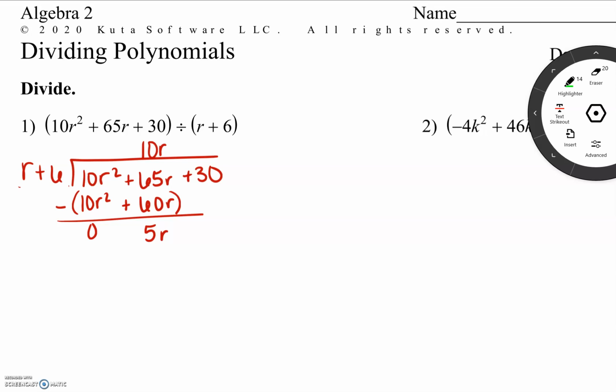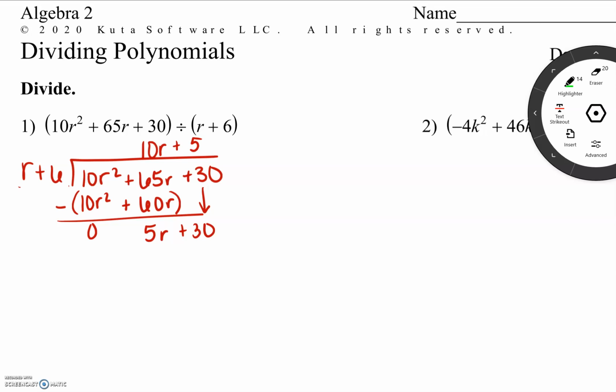r plus 6 cannot go into 5r because 5r is a monomial and r plus 6 is a binomial. So we have to bring this value down, positive 30. And so we need to see how many times r goes into 5r. So r goes into 5r 5 times.